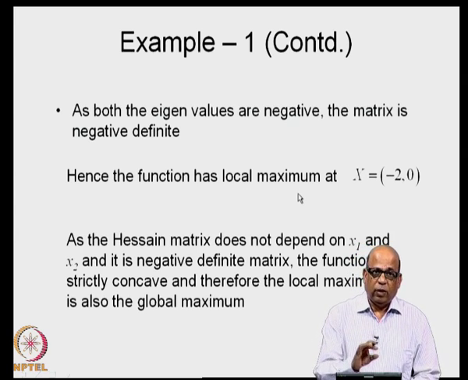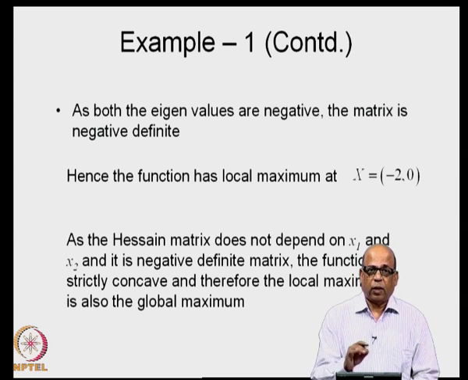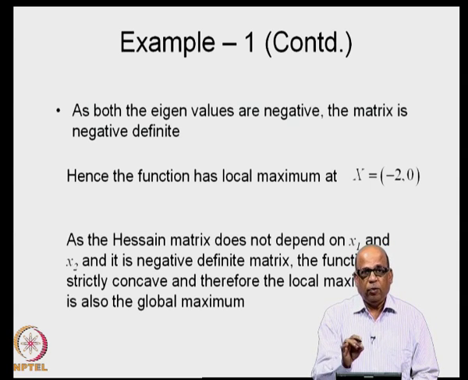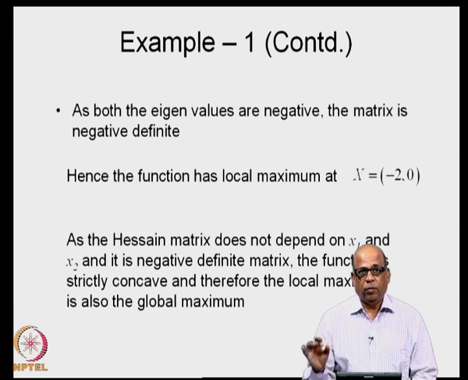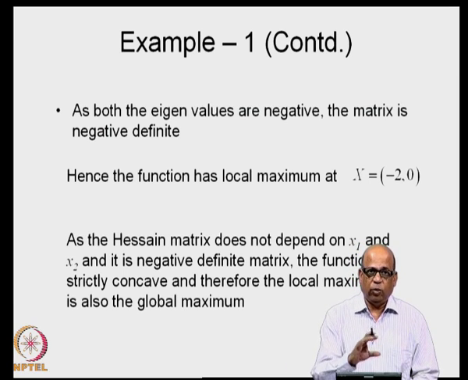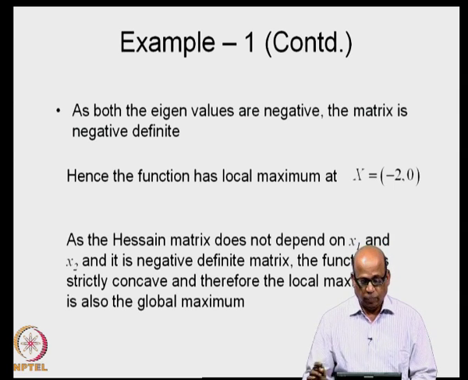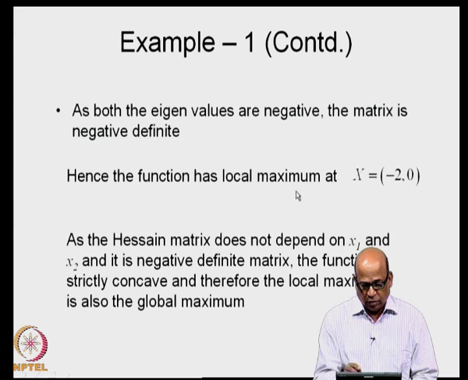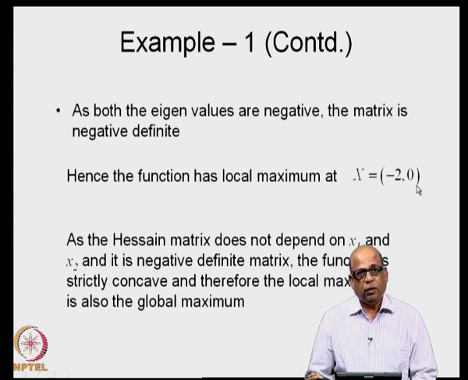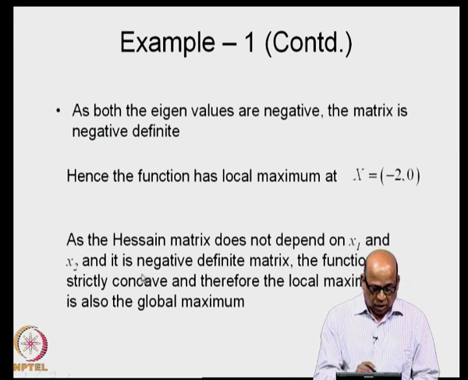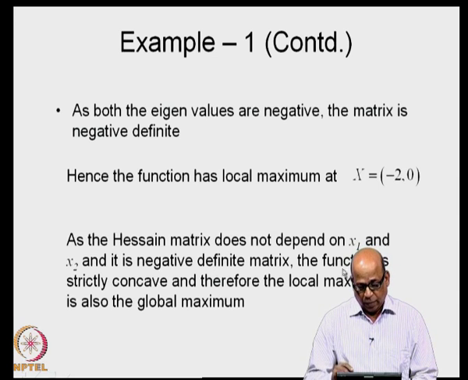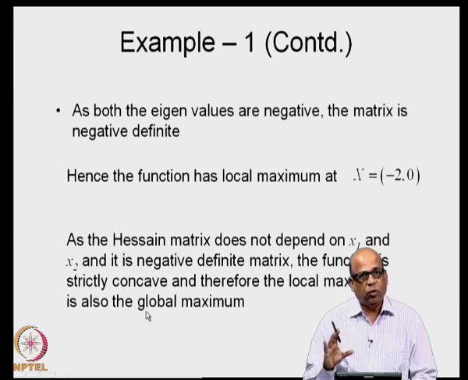Always remember, when we are making decisions based on the higher order derivatives, negative magnitude corresponds to a maximum value. Positive magnitude of the derivatives, or the Hessian matrix, corresponds to a minimum value. So, therefore, the local maximum occurs at -2, 0. Further, as the Hessian matrix does not depend on x1 and x2 and it is a negative definite matrix, the function is strictly concave, and therefore, the local maximum is also the global maximum.